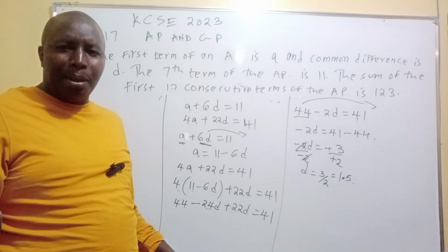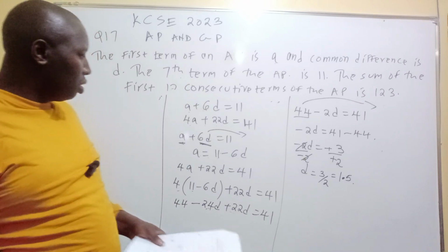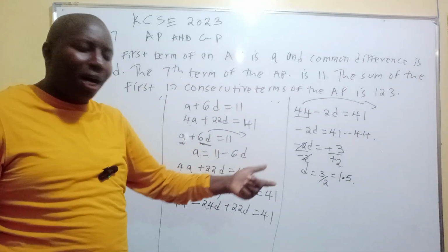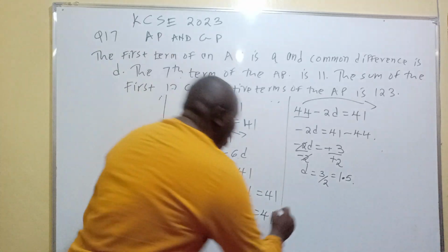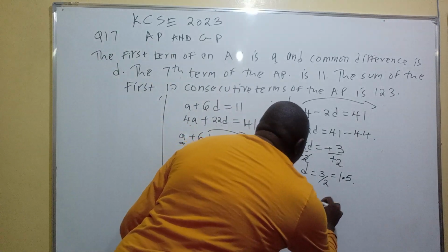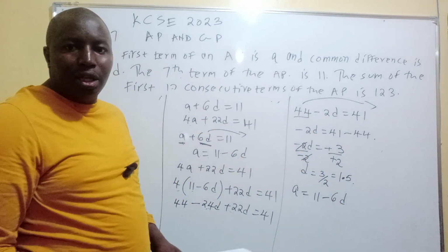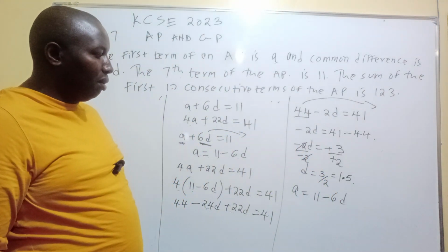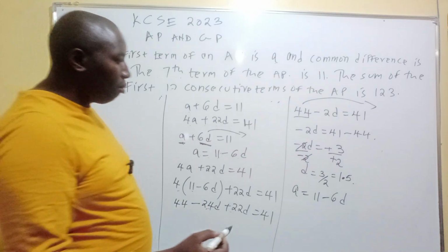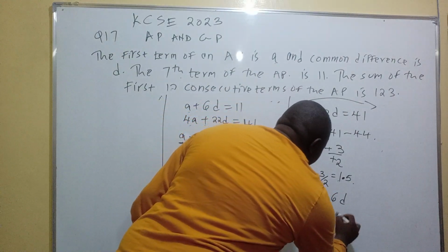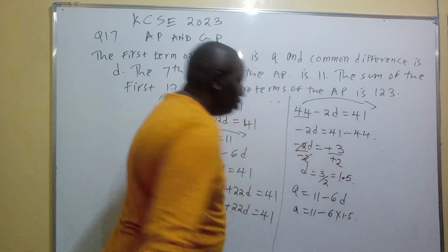Now find A. Go back to the equations. A plus 6D equals 11, or the easiest one, take the one that you had substituted. You said A is equal to 11 minus 6D. So substitute D is 1.5. Our A is 11 minus 6 times 1.5.